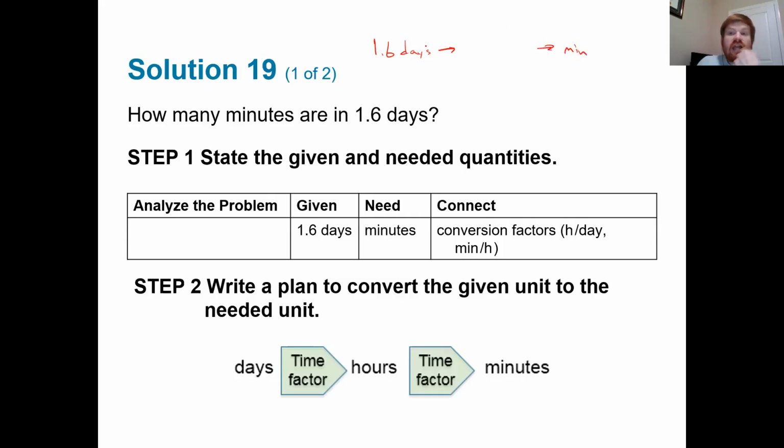Now, the thing is, I don't know how many minutes are in a day. Maybe you do, but I don't know that conversion factor. However, I do know how many minutes are in an hour, and I know how many hours are in a day, so I can use that as an intermediate conversion factor.